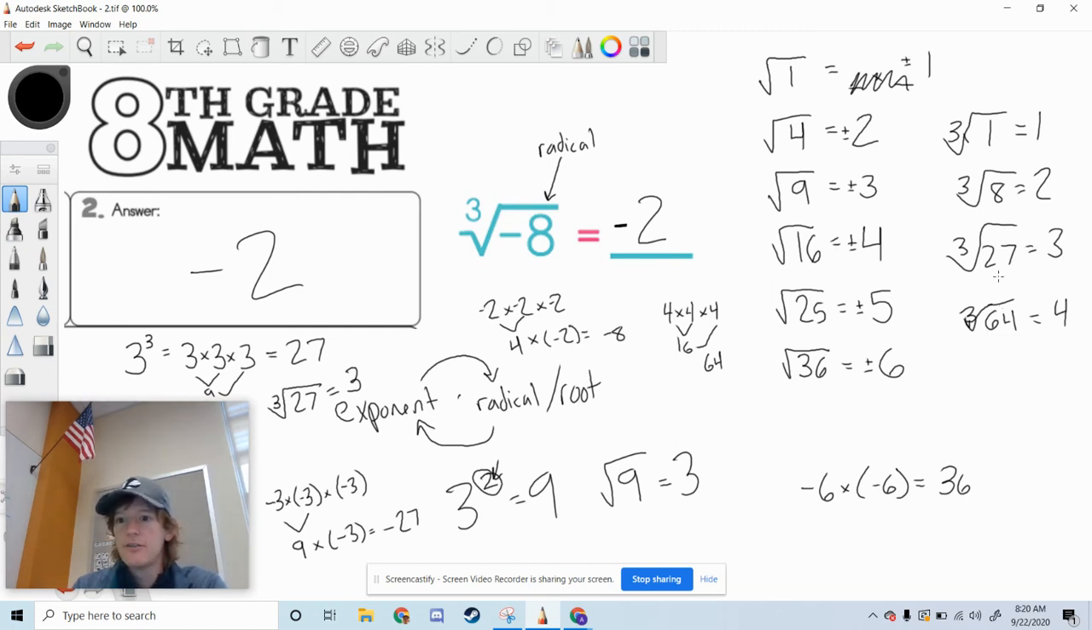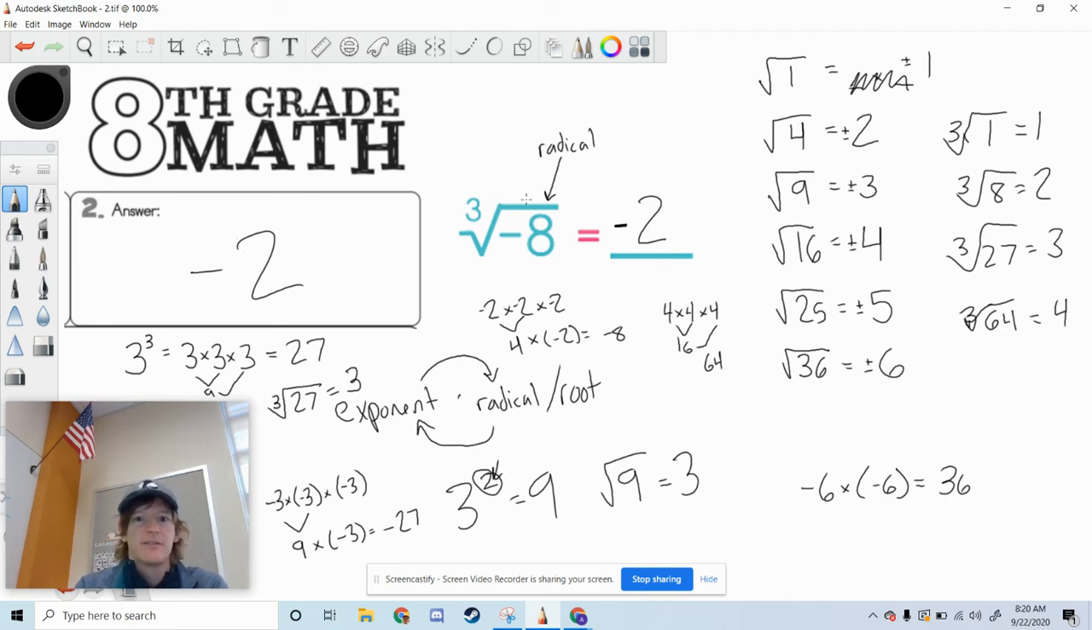You notice how these are growing way faster than these did over here. It's called exponential growth, and it's growing a lot faster. When we get up to the fourth root, these are going to have to be really, really big numbers. Like this one would be 256, I think. Just really, really big numbers.